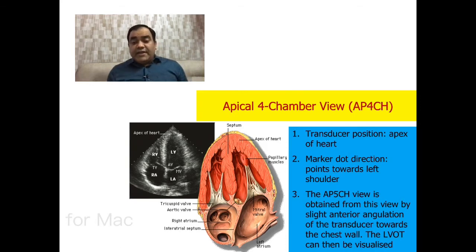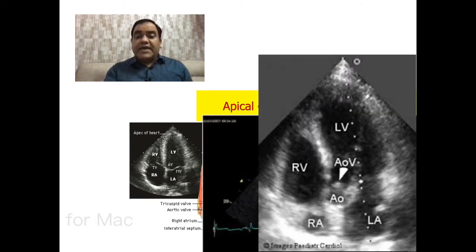And if we do slight anti-angulation of the transducer against the chest wall, then the LV outflow tract or aortic valve can also be visualized in apical position, and this is termed as apical 5-chamber view. As we can see clearly, all the four chambers, left atria, left ventricle, right atria, right ventricle, and LV outflow tract, that is aorta and aortic valve, can also be visualized, and this is termed as apical 5 chamber view.